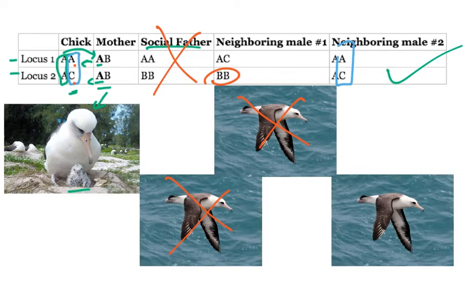Again, this is a simplified example, so in the wild, you would have to use more loci, and you'd also have to sample more individuals. It probably isn't likely that you would find the actual father just by sampling 3 males, but this is overall how that process works.